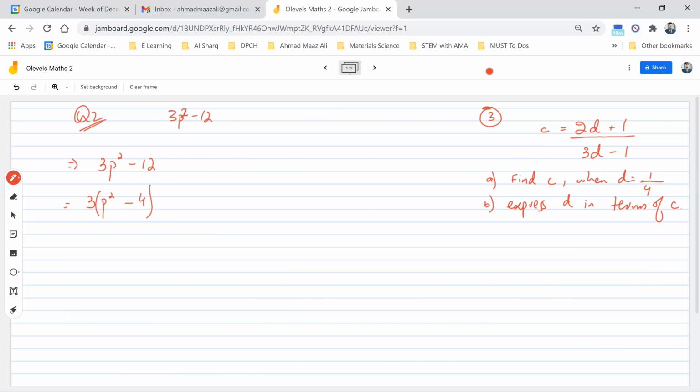Now, can I write this as 3 times p squared minus 2 squared? Because 2 squared is 4. Who knows what to do next? Isn't it a squared minus b squared? How do we expand a squared minus b squared?